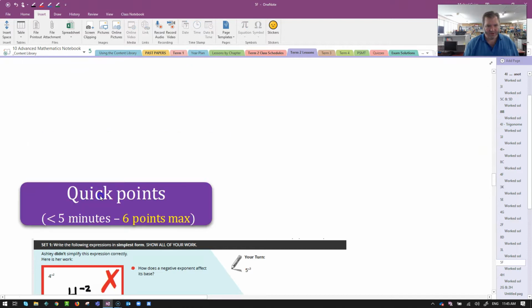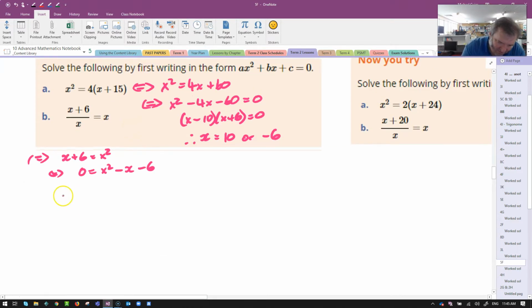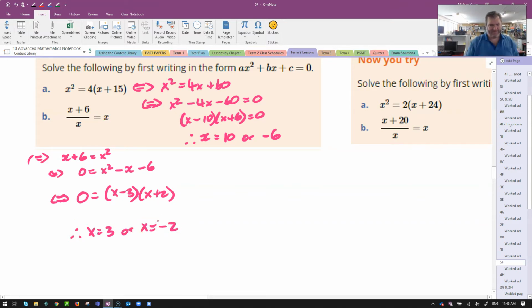Did it move that little bit down? There you go. Finishing this one off, that's equivalent to 0 equals x take 3 times x plus 2. Therefore, x equals 3 or x equals -2. Are your 2 answers there? So you just got to do a little bit of rearranging first.